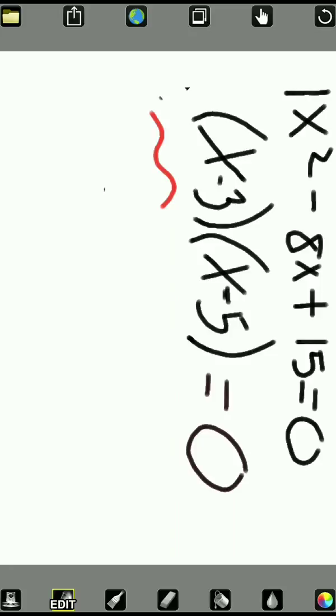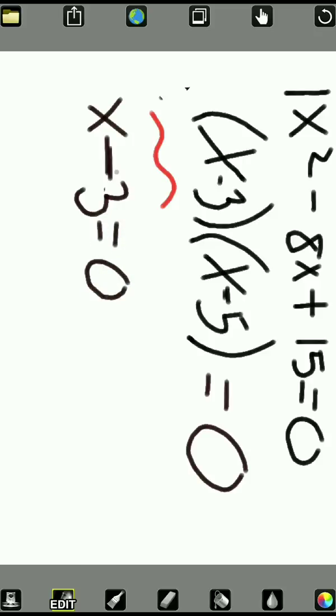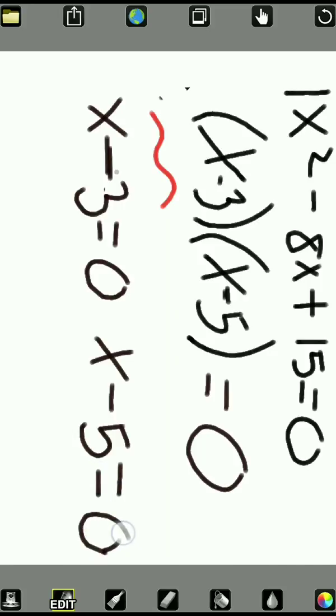So I'm going to set x minus 3 equal to 0. And I'm going to set the second parenthesis, x minus 5, equal to 0.